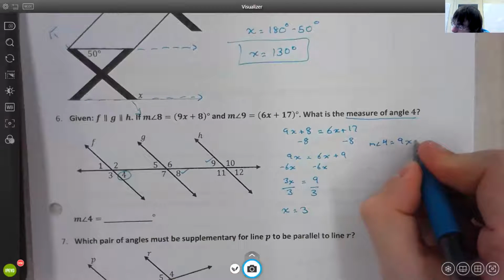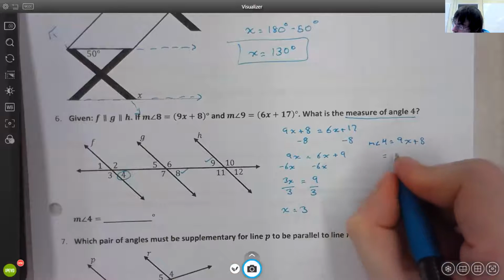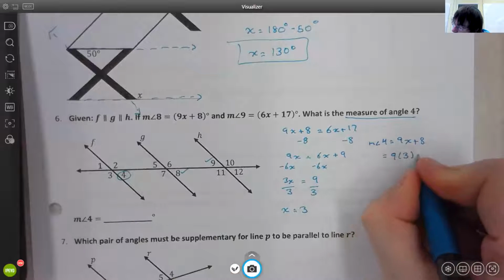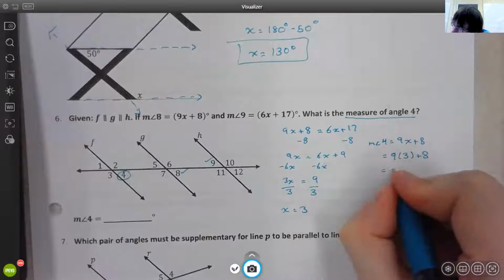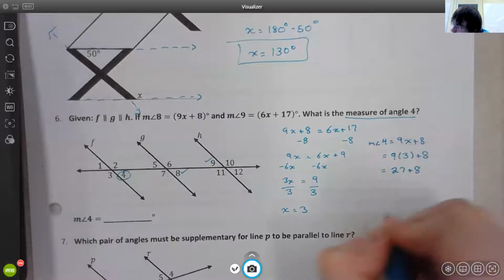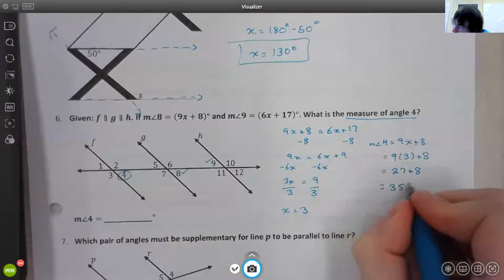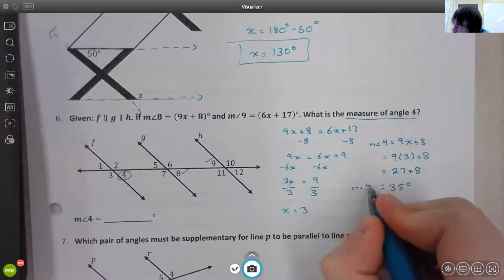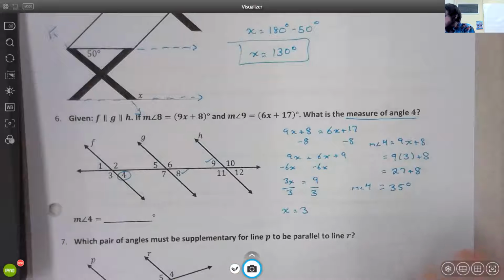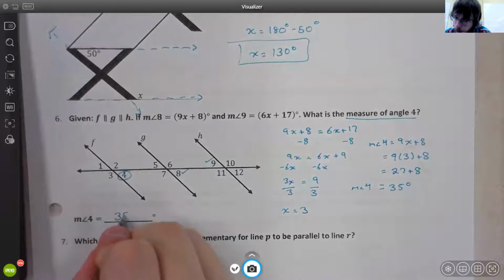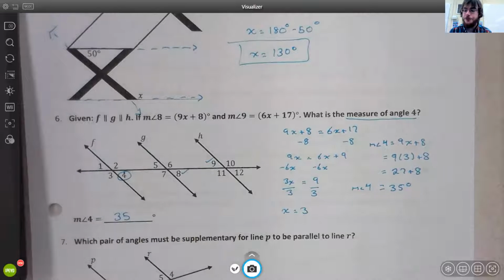So 9x plus 8. So this is 9 times 3 plus 8, which is 27 plus 8, which is 35 degrees. So the measure of angle 4, and let me make sure that's correct. Yes, it is. So the measure of angle 4 is 35 degrees.